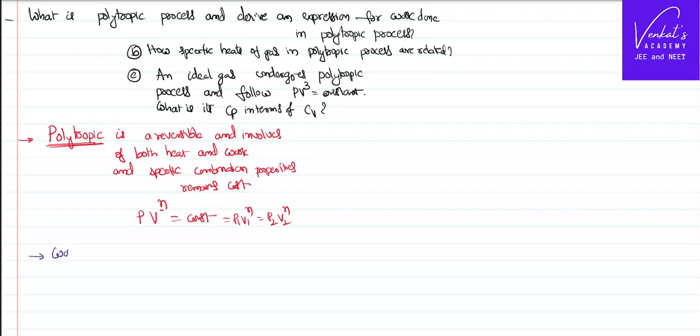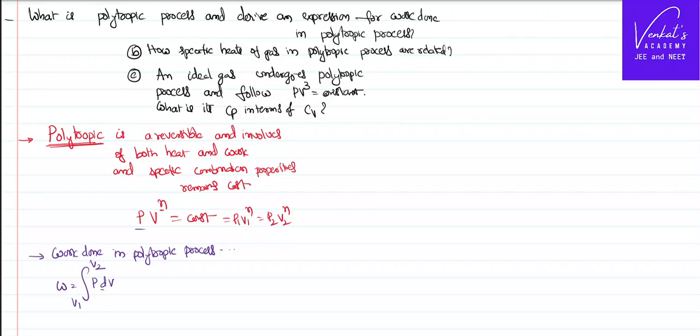So once you understand what is a polytropic process, we would like to derive an expression for work done in polytropic process. So it's a simple expression for the work done. We can say when the pressure is variable, because here pressure is variable, work done can be identified as integral of P dV, where volume is varying from V1 to V2. But we don't know the value of the P.